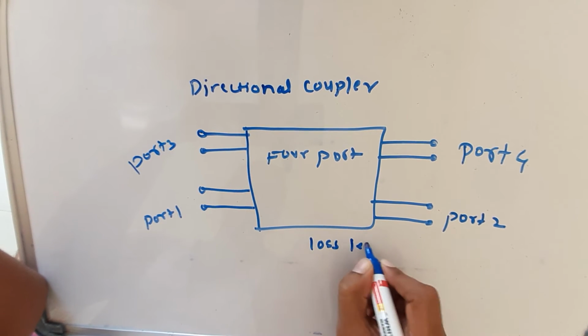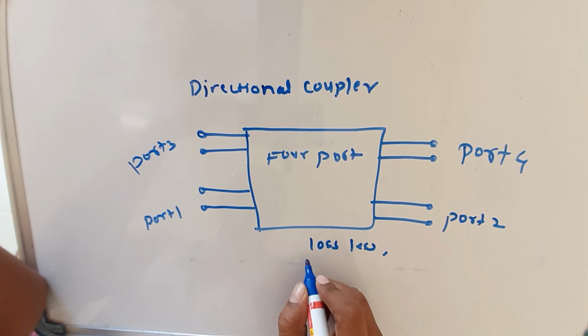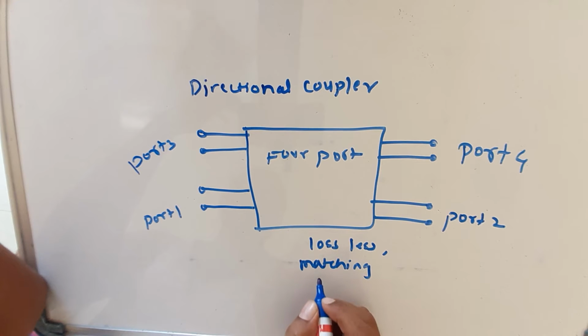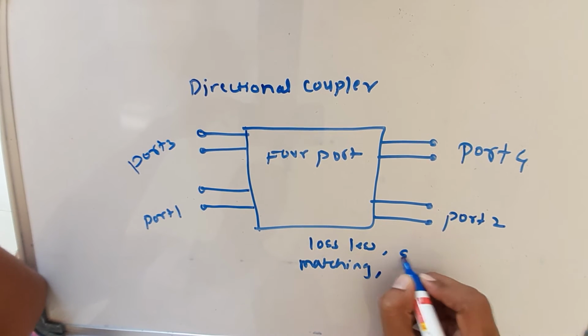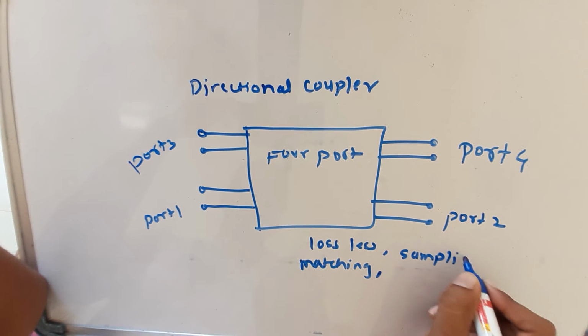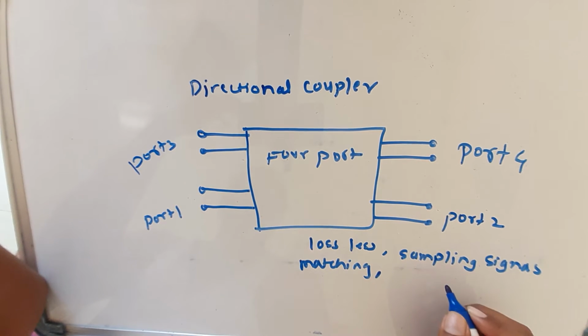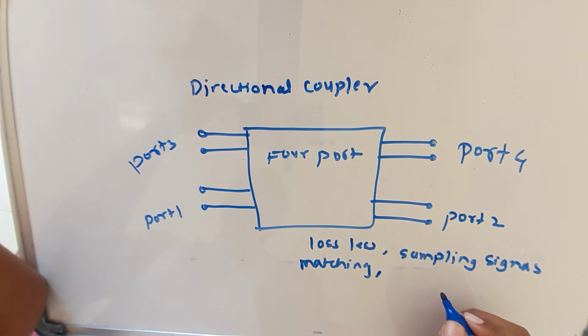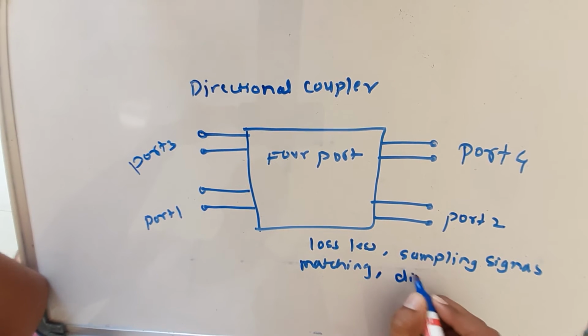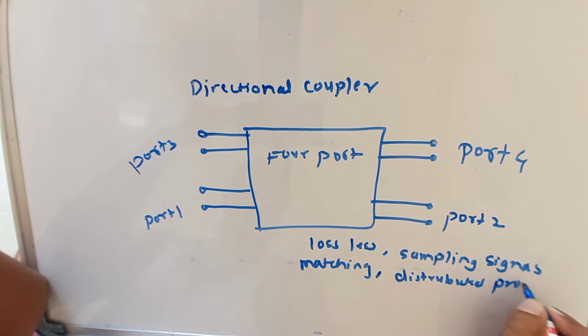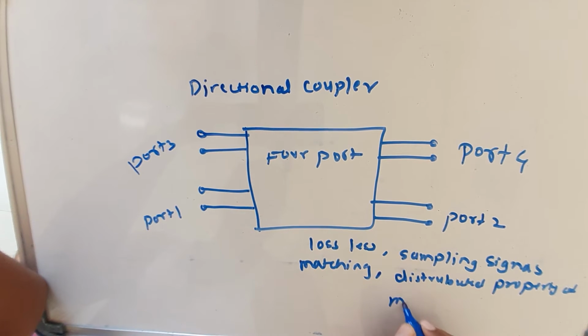Basically it is lossless in nature. Then it will be used for matching purposes. Again it will be used for the sampling of signals. And again it will be used for the distributed properties of microwave circuits.